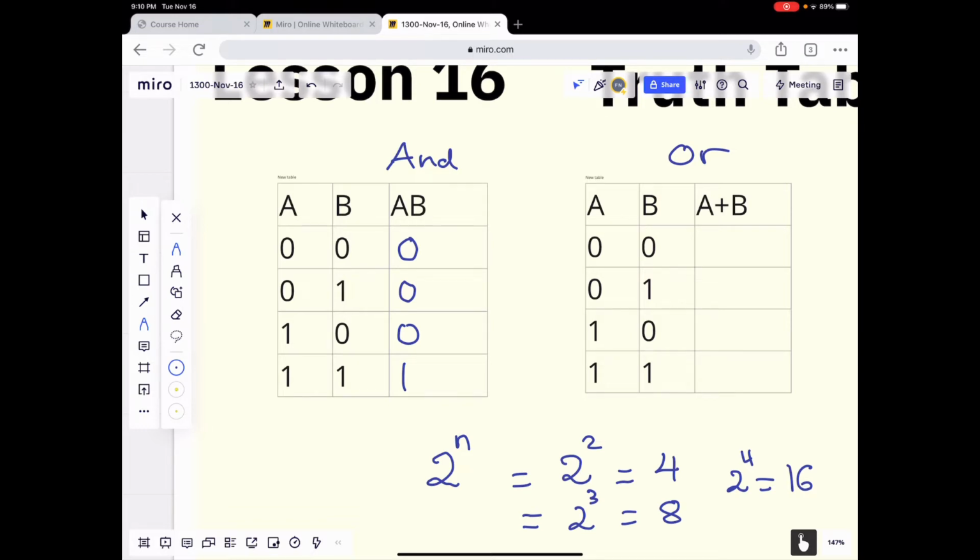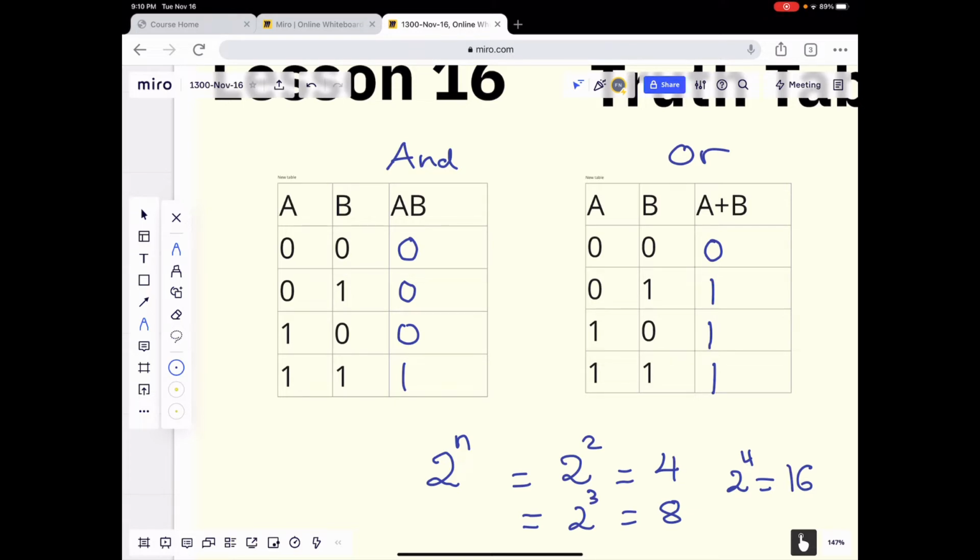And if you have an OR table, then you add the 2 variables together. 0 plus 0, or false or false, equals false. So A plus B equals 0. 0 plus 1 equals 1, 1 plus 0 equals 1, and 1 plus 1 equals 1. So those are the possible combinations of A and B input and A plus B output.